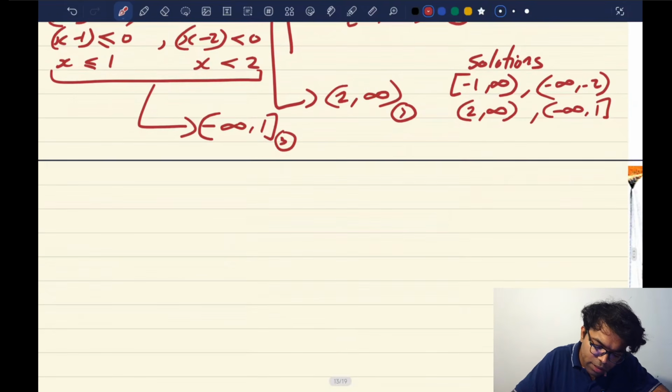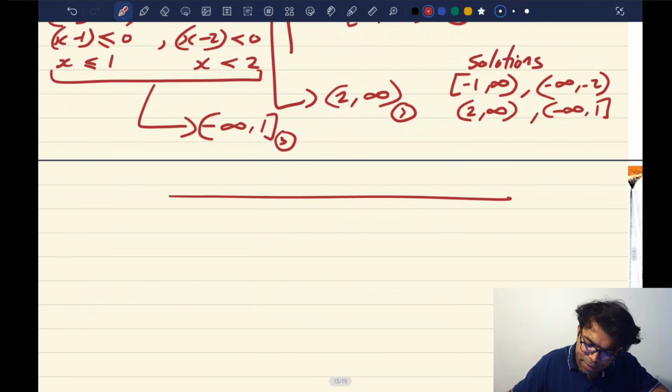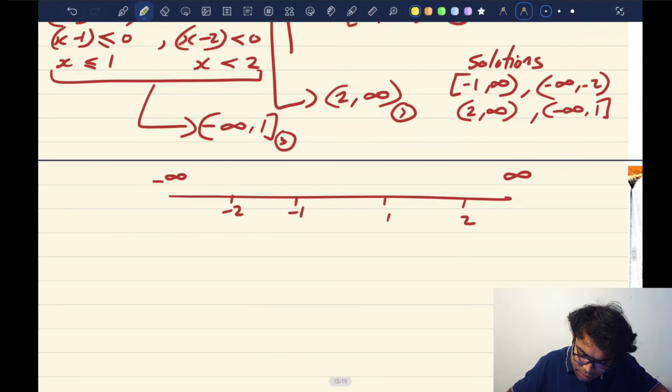Okay, let's draw a unique number line like this. So you have minus infinity on one side, you have infinity on the other, and then you have minus 2, minus 1, 1 and 2. Okay, now let's use the highlighter. So minus 1 to infinity, so this is this region, including this.